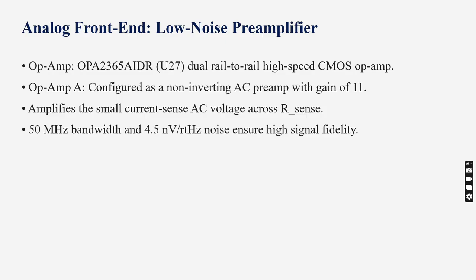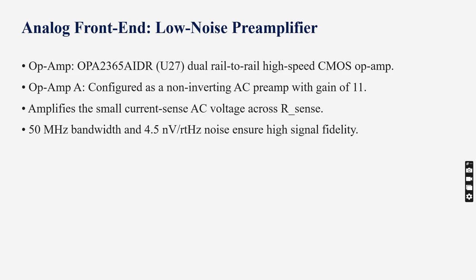The analog front end uses the OPA2365AIDR dual operational amplifier. Op-amp A is configured as a non-inverting preamplifier with an AC gain of 11. It amplifies the low voltage current sense signal across our resistor R1. I think it's 169.